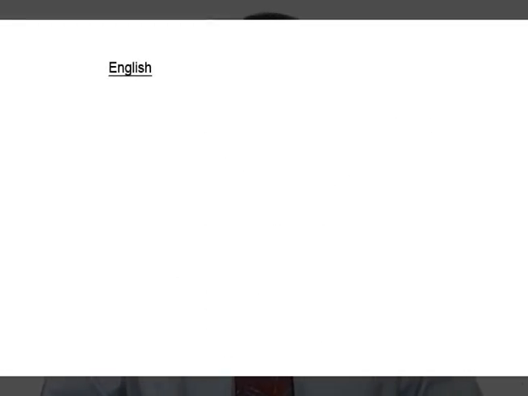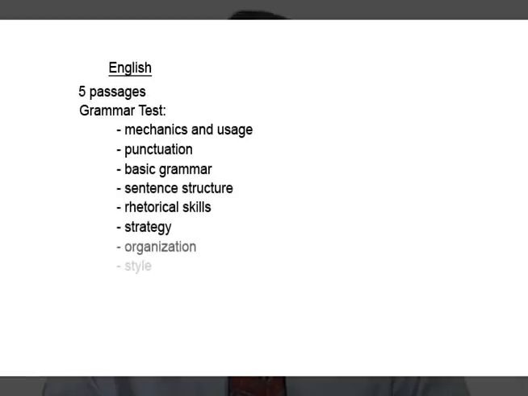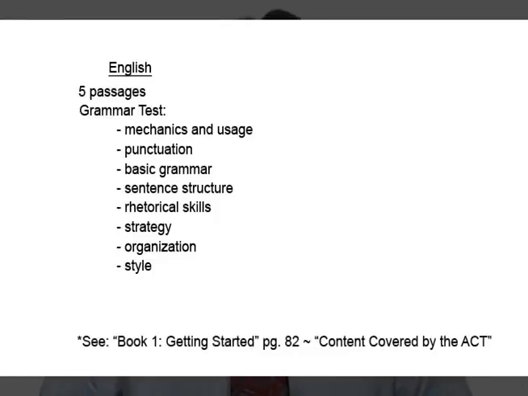English. The English section will give you 5 passages, and what they're testing is your grammar. They're going to test mechanics and usage, punctuation, basic grammar, sentence structure, rhetorical skills, strategy, organization, style. And if you look in your materials, you'll see percentages for each one of those, so you can tell which one is more heavily tested, which things are less heavily tested. But you'll have 5 passages.